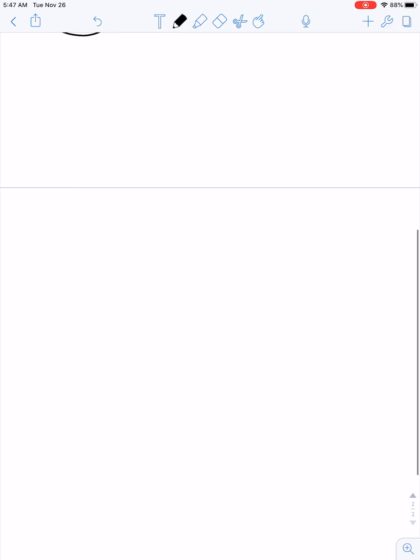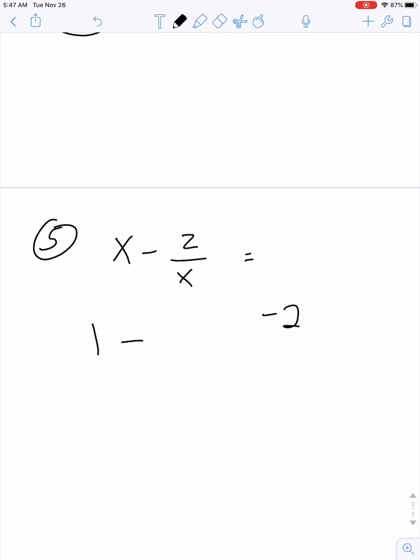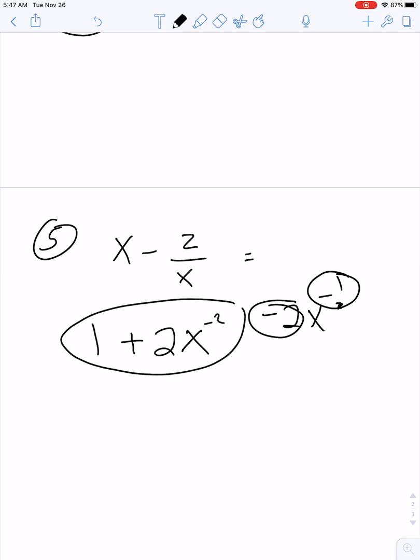For number 5, you just made a simple sign error. So for number 5, when you derived x minus 2 over x, your derivative of 1 was correct, but I like to rewrite this piece as -2x to the -1. A -1 times a -2 becomes a +2, and then we drop this down by 1 to the -2.